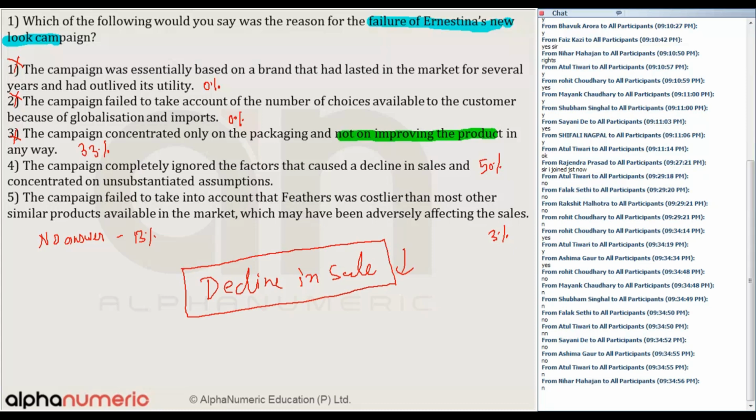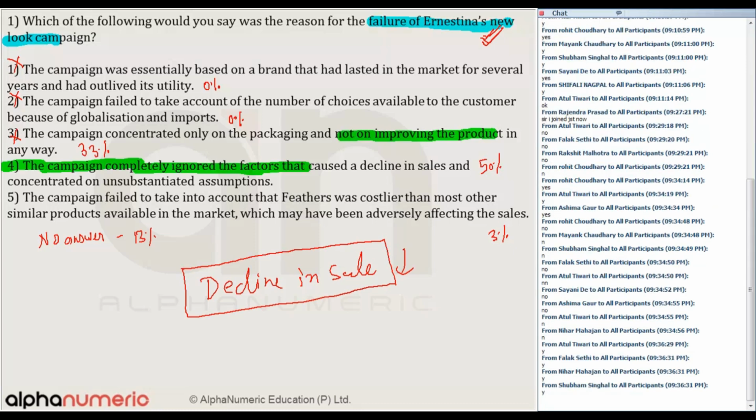And they have formed a new campaign, okay, they have launched a new campaign without discussing what is the reason behind the decline in the sales. So that's why the correct answer should be option number 4. So the answer for this question is nothing but option number 4. Is that clear to all of you?